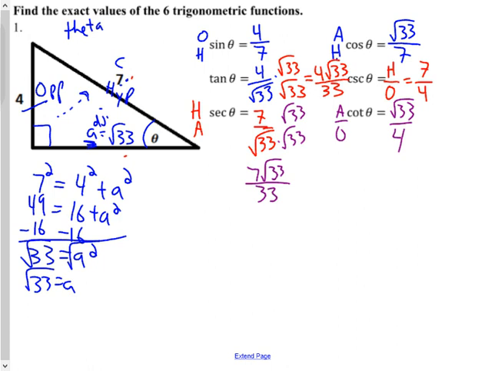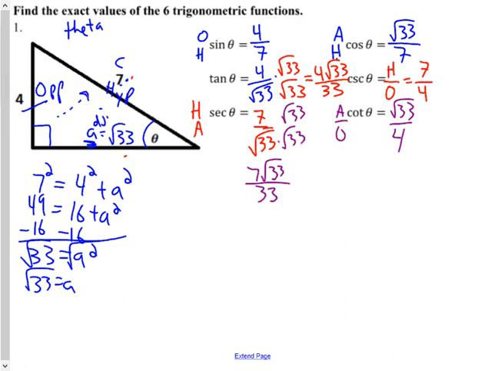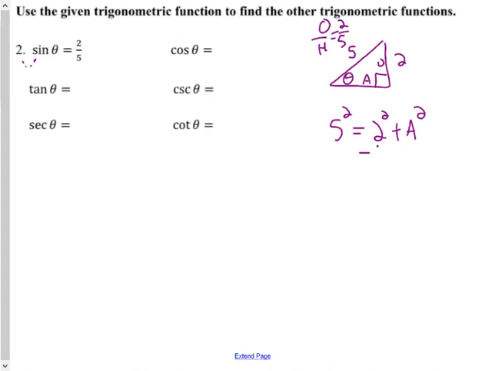Moving on, the next one I'm going to show you, we don't need a triangle given to figure this out, right? You can draw a triangle from this information. Sine of 2/5 tells me I can draw a triangle. This angle has an opposite over hypotenuse of 2 over 5. So that means my hypotenuse is 5, my opposite over here is 2. And again, I'm solving for adjacent using 5 squared equals 2 squared plus a squared.